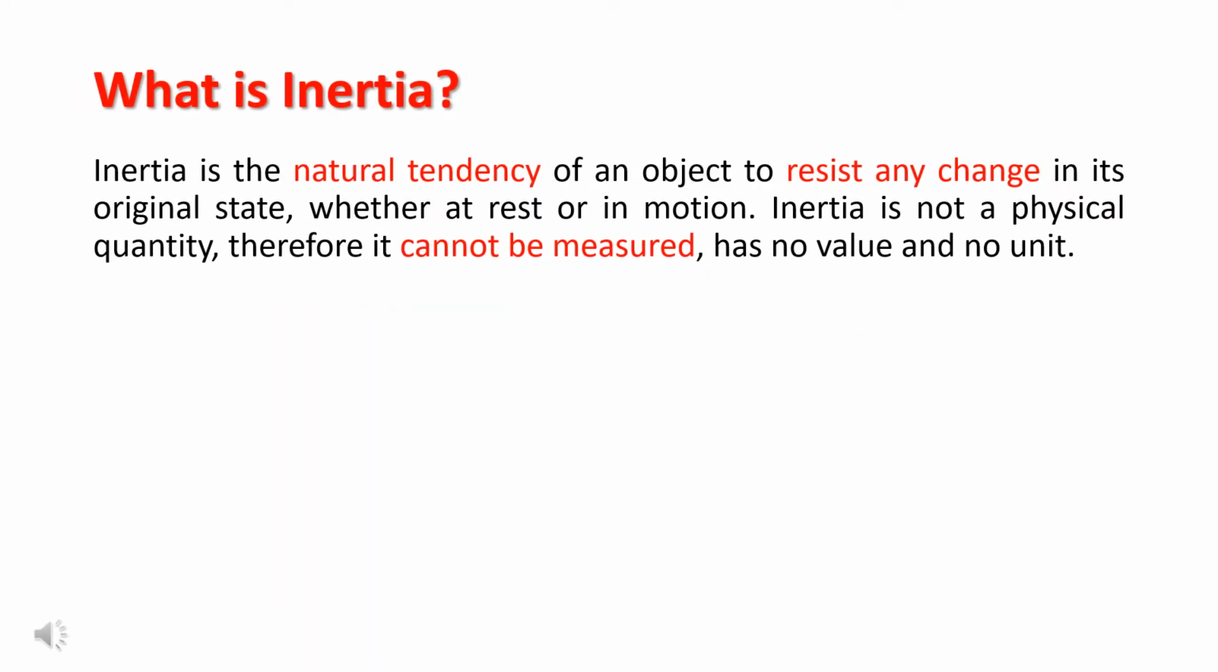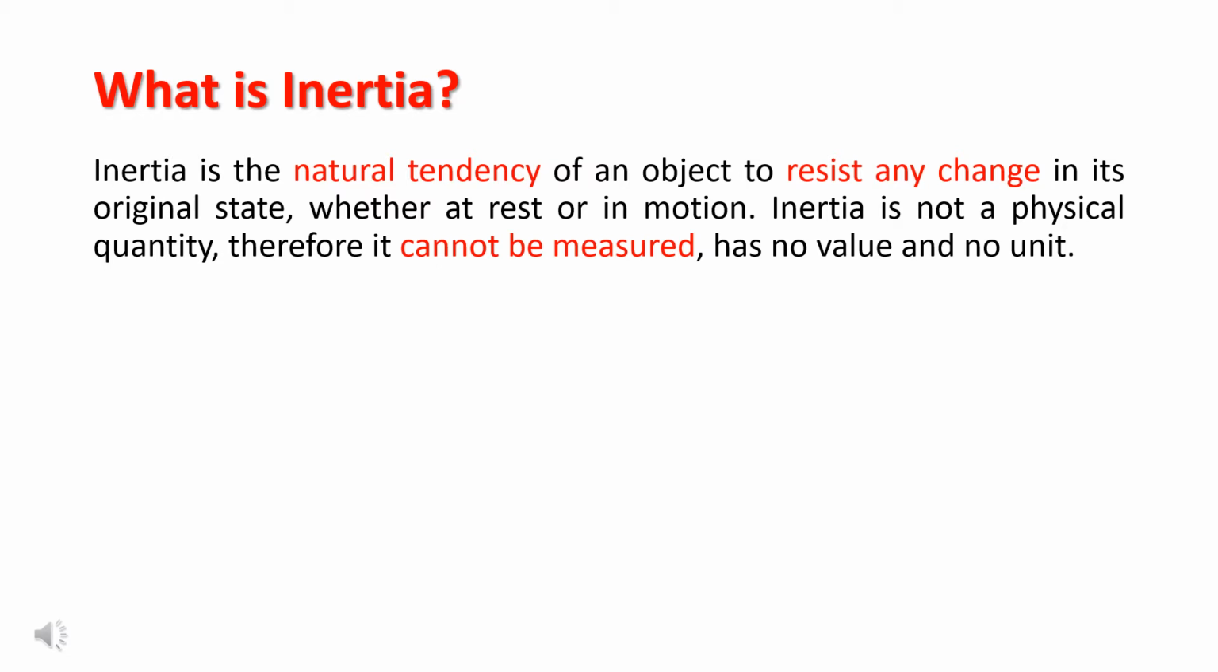What is inertia? Inertia is the natural tendency of an object to resist any change in its original state, whether at rest or in motion. Inertia is not a physical quantity. Therefore, it cannot be measured. Inertia has no value and has no unit.